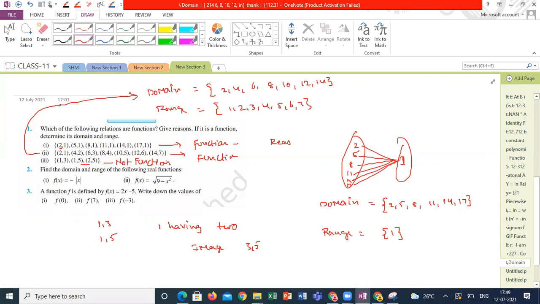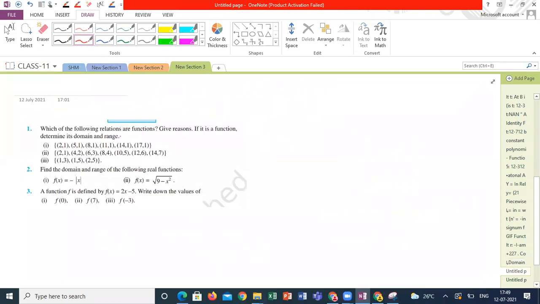Sir, can we also write the reason as all the pre-images have a unique image? Super, correct. All the pre-images have a unique image, because we defined the first element as the pre-image and the second element as the image of the first element. So we can define it that way also. Next one.